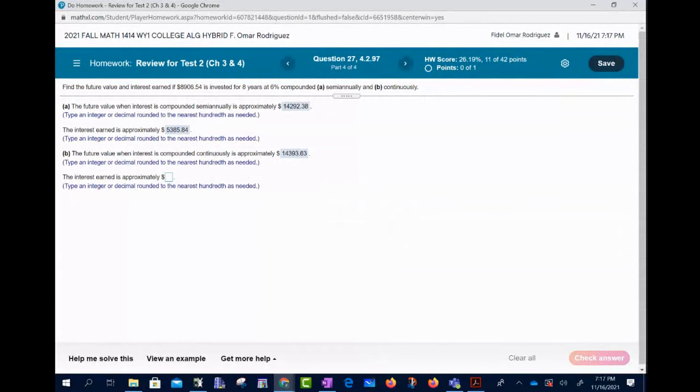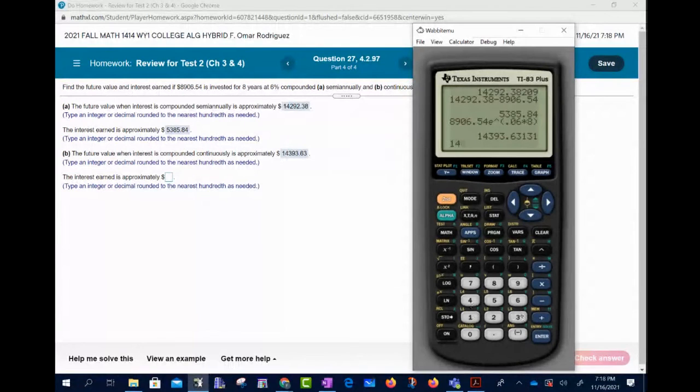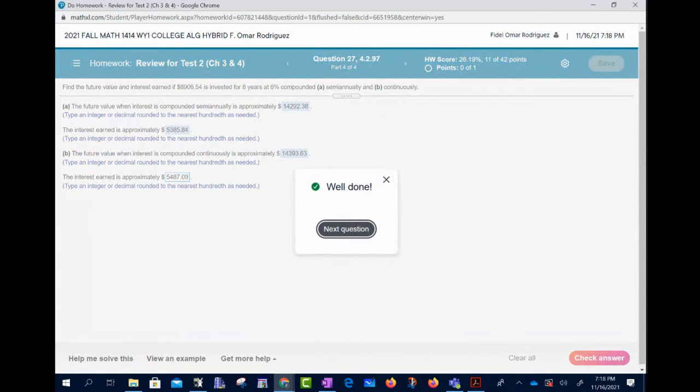Now, again, how much interest did we earn? We're going to use our calculator. Remember, this is the amount of money we have now. How much did we start off with? 8906.54. So 14,393.63 minus 8906.54, and I'm coming up with 5,487.09. I'm going to check it, and we got it.